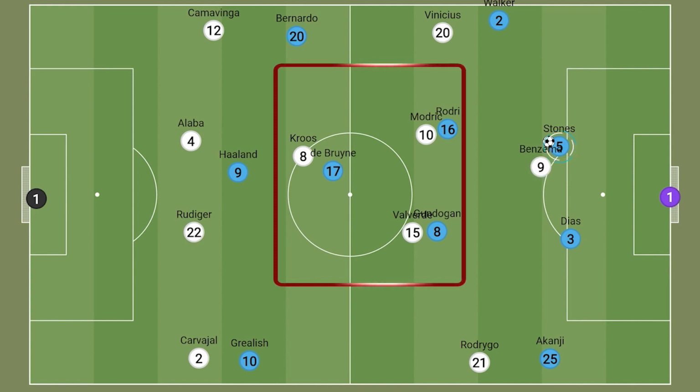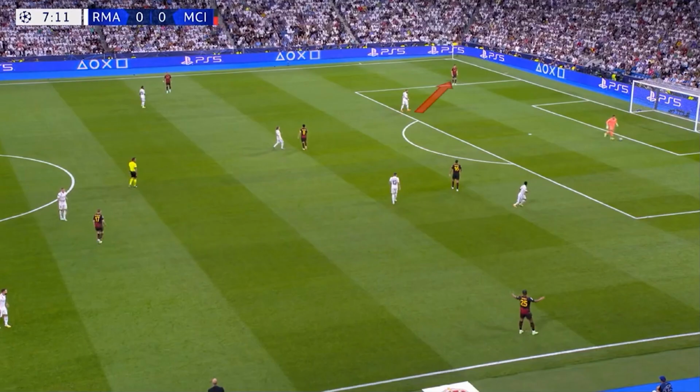So here we see it from a goal kick situation, where Benzema is on Stones, forcing him to remain deep, whilst Rodrygo is ready to apply pressure onto Diaz, meaning that Modric and Valverde can worry about the deeper City double pivot, and Kroos tracks De Bruyne higher.